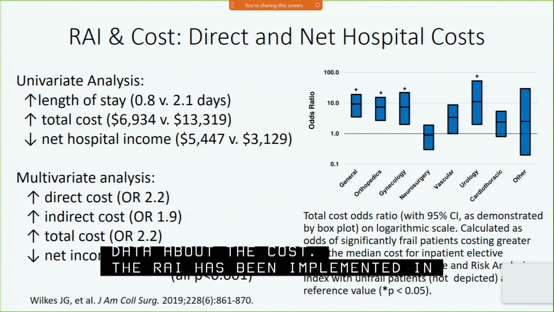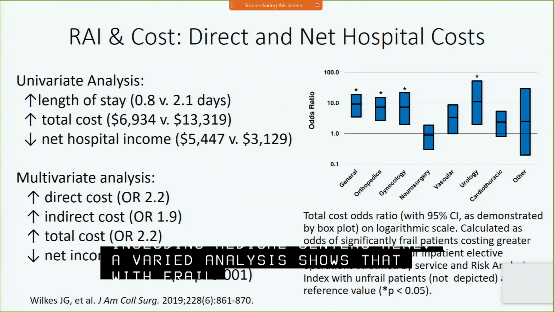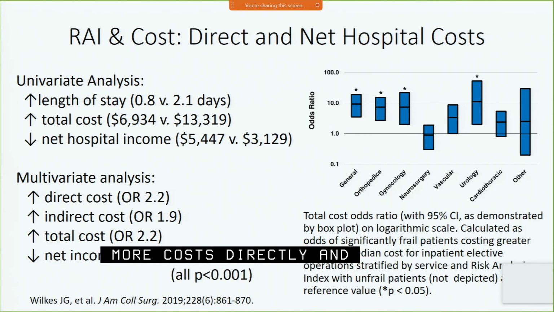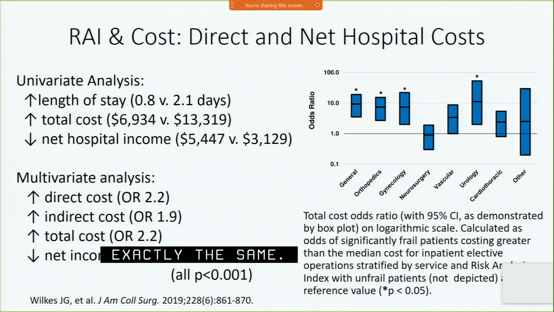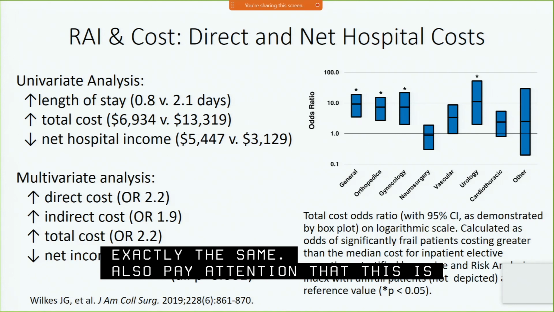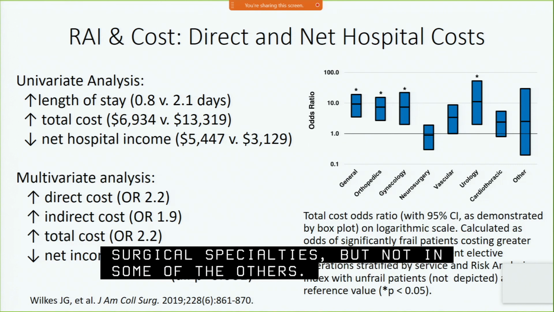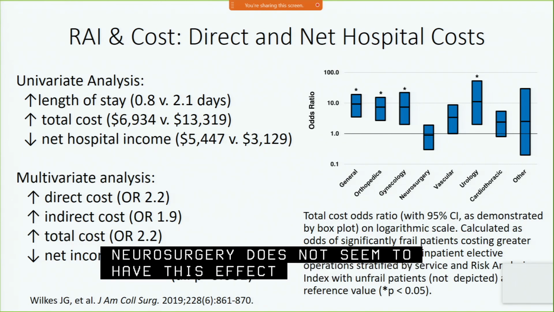That in univariate and multivariate analysis showed that frail patients had more cost directly, indirectly, the total cost, and interestingly enough, the net income was down for the hospital because although the costs are higher, the reimbursement is exactly the same. But also pay attention that this is primarily among a few of the surgical specialties, but not in some of the others. So neurosurgery does not seem to have this effect, and there's an opportunity to perhaps be a little bit more tailored about where frailty within the surgical disciplines makes the most sense.